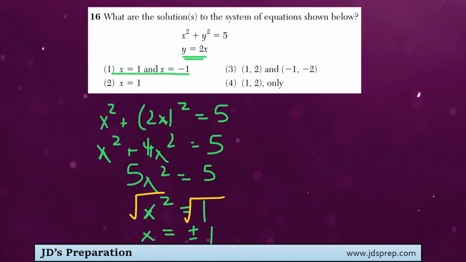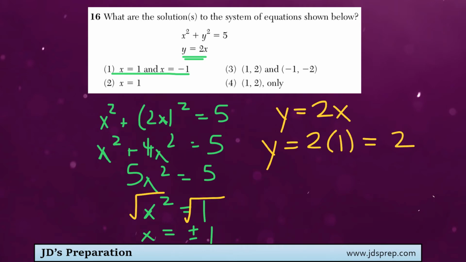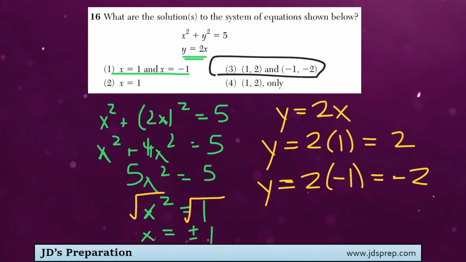We also need to find out the values of y. So we know that y is equal to 2 multiplied by x. So if x was equal to 1, we would get a y value of 2. And if x had a value of negative 1, well, then we'd get a y value of negative 2. And so that's why the correct answer is actually the third choice there.